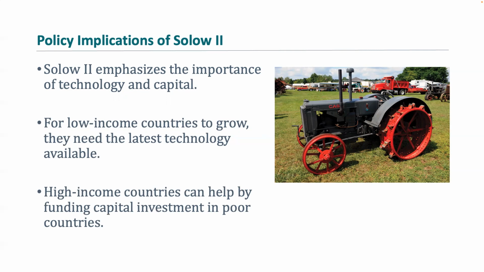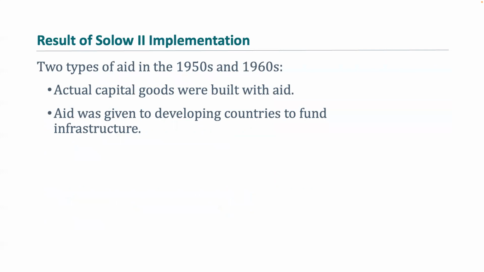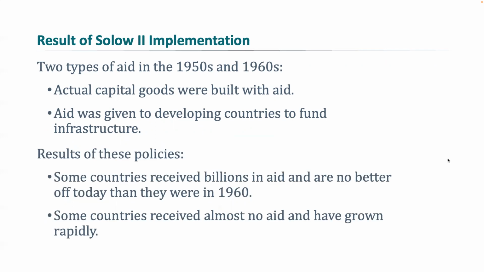This basically led to massive amounts of funds flowing into low-income countries that didn't really make a big difference. And that's just because they didn't have anybody there to teach them how to really apply this technology and use it in the most economical way. Now, as a result of this, we had two types of aid in the 50s and 60s. We had actual capital goods that were built with aid and aid that was given to developing countries to fund infrastructure. The results of this, some countries received billions in aid and they're no better off today than they were back in 1960. And other countries received almost no aid and they've grown pretty rapidly.